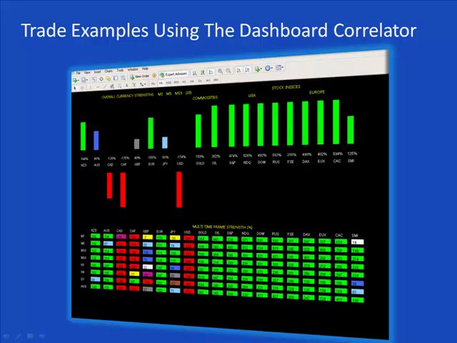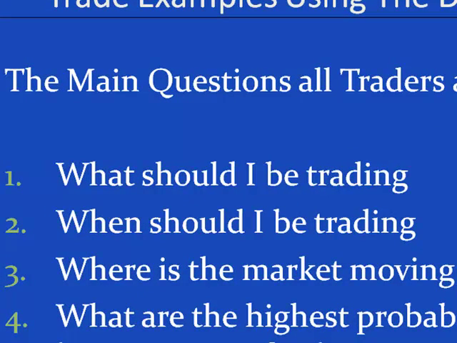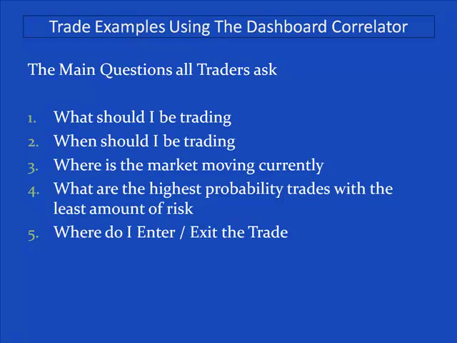Today's lesson is going to be a follow-up on the previous lesson's trade setups using the Dashboard Correlator and Trend Volatility Indicator. I'm just going to be addressing some questions that most traders ask. What should I be trading? What currency should I be trading? When should I be trading? Where's the market moving? What is currently causing the movement in the market? And what are the highest probability trades with the least amount of risk associated with it? And lastly, where do I enter and exit the trades?